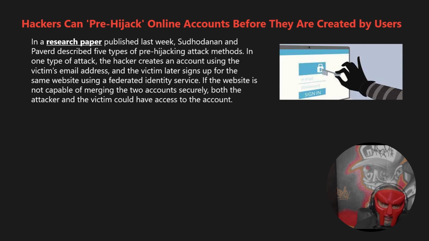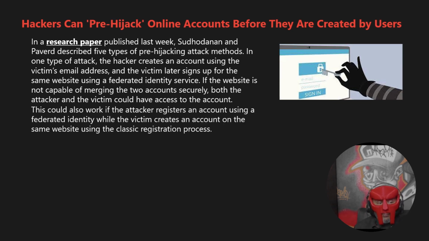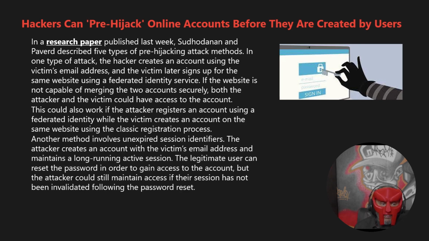In one type of attack, the hacker creates an account using the victim's email address, and the victim later signs up for the same website using a federated identity service. If the website is not capable of merging the two accounts securely, both the attacker and the victim could have access to the account. This could also work if the attacker registers an account using a federated identity, while the victim creates an account on the same website using the classic registration process.